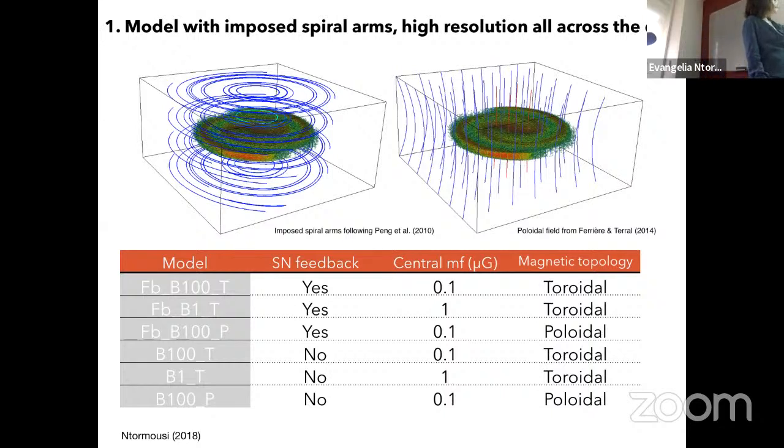These ones are the set that doesn't have feedback. This is a control set without feedback. Then this B here stands for the plasma beta, so this is actually the central magnetic field strength. It's very low, as you can see. And of all the models, four are toroidal and two are poloidal. Just to see what happens very early on.